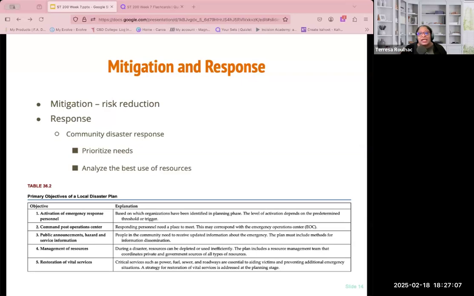With response, this is that immediate action phase when the disaster is happening. Your communities, they're working quickly to address urgent needs. We prioritize our needs. Healthcare providers focus on the most critical cases. We're looking at trauma. We're looking at life threatening injuries. We want to get those patients in first. We analyze the best use of our resources.